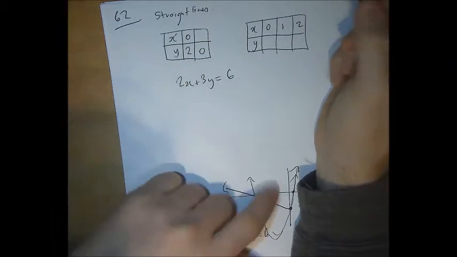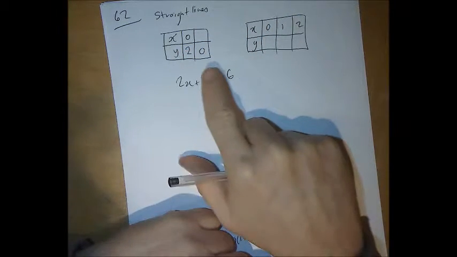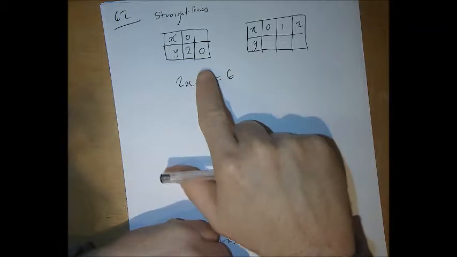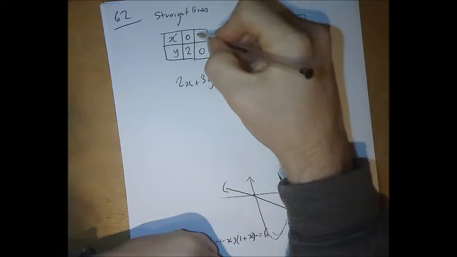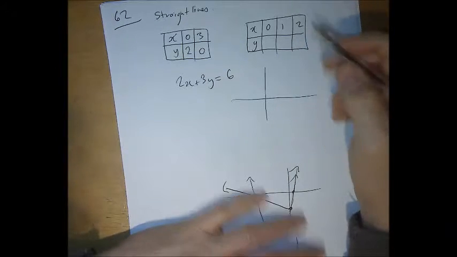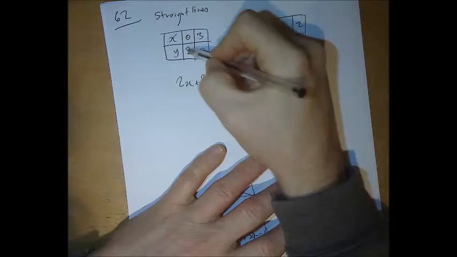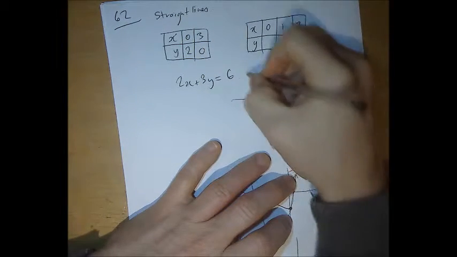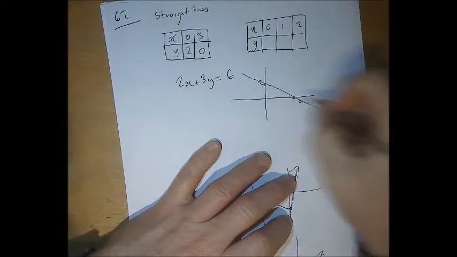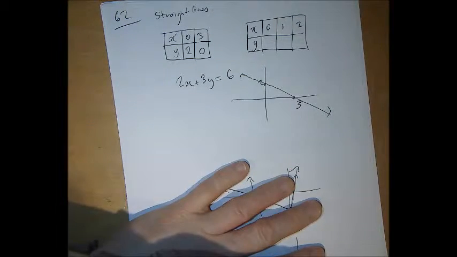And now it's y's turn to be 0, so 3 times 0 is 0, that's still 0. So now solve that equation, x equals 3, and you're done. So it's 0 along 2 up, 3 along 0 up. And that's your graph.